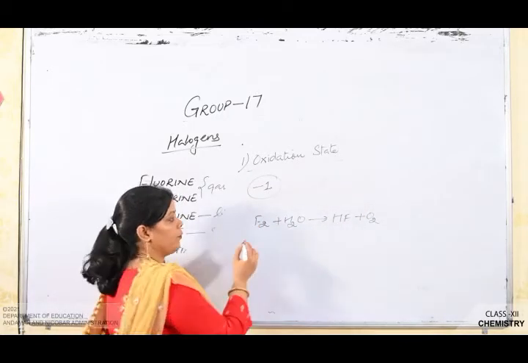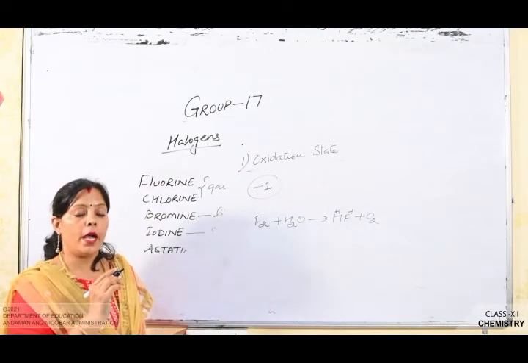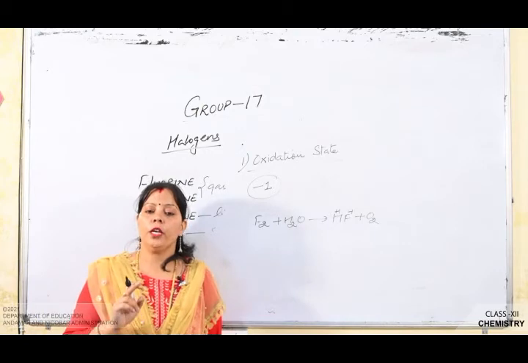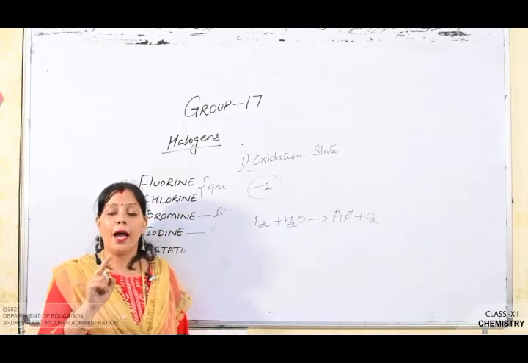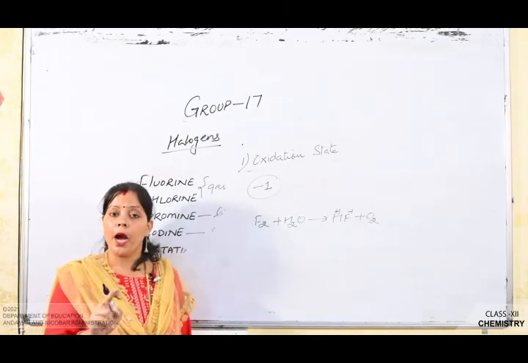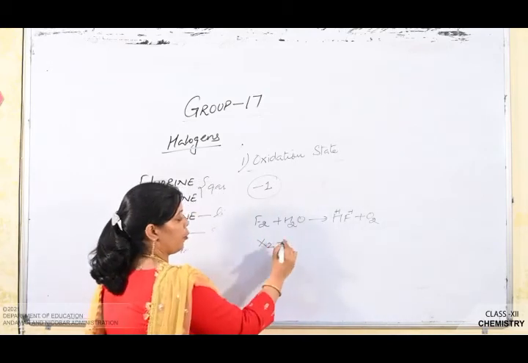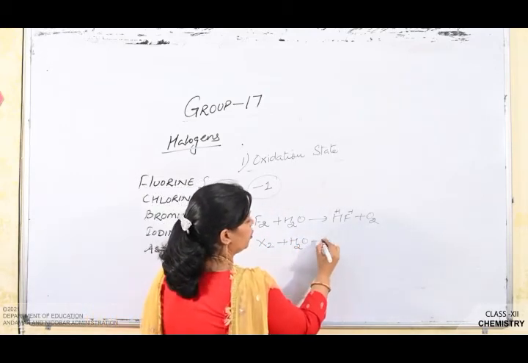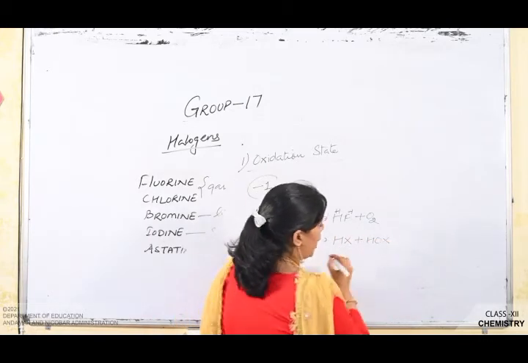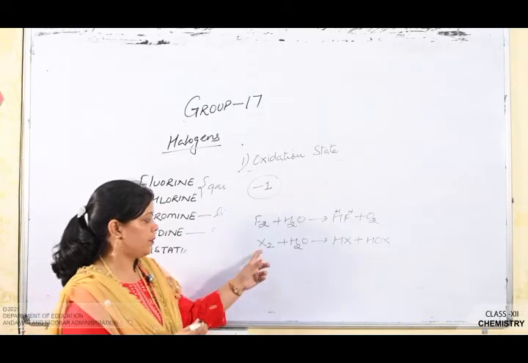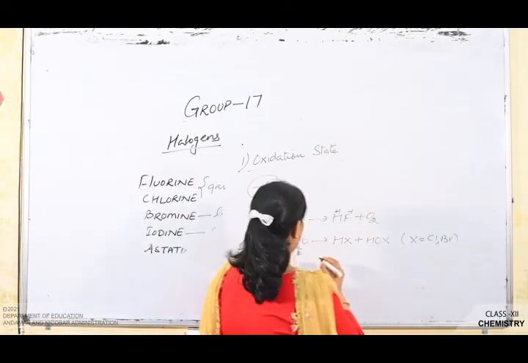Okay children, here the fluorine has the -1 charge and hydrogen has the +1. Similarly, chlorine and bromine undergo a disproportionation reaction with water and give the corresponding hydrohalic acid and hypohalous acid. At the place of X we may take chlorine and bromine, and when it reacts with H2O, it gives the hydrohalic acid HX along with the hypohalous acid HOX. So X is equal to chlorine and bromine.